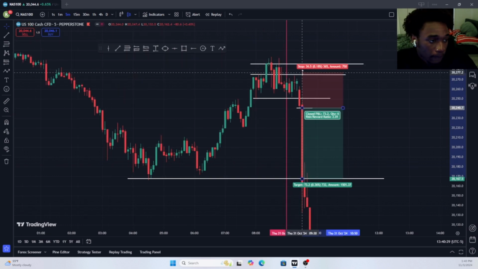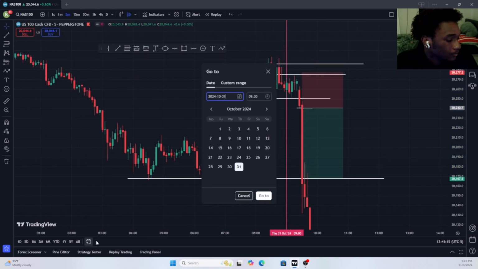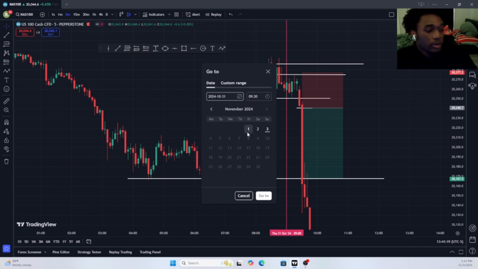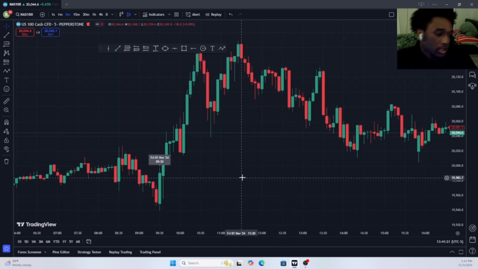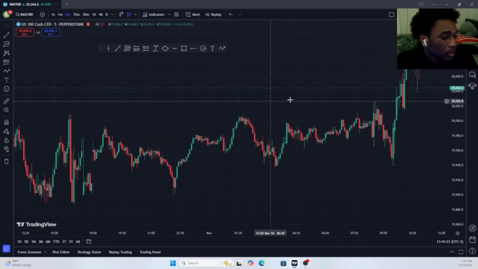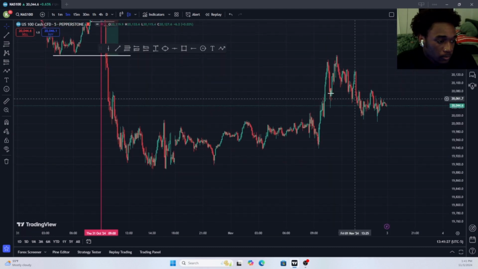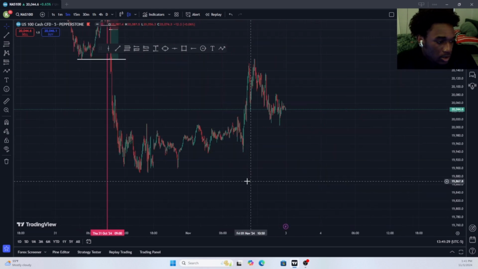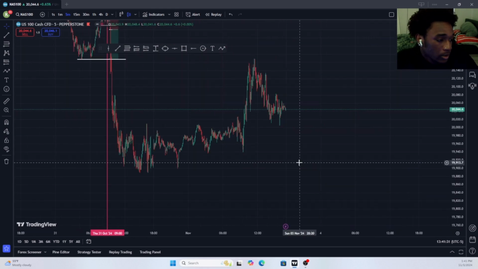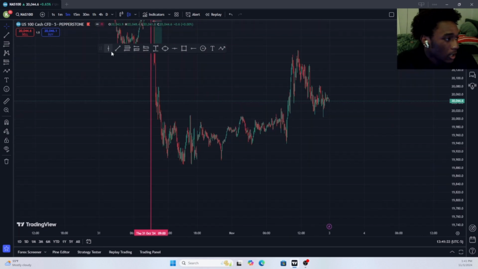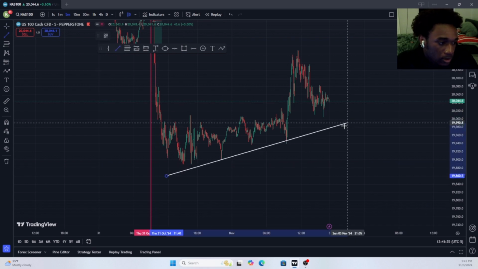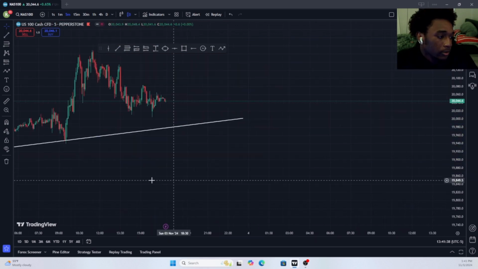So yeah, we're going to backtest this Friday, November the 1st. This is the last day of the trading week. We're going to backtest this day and see what we got on the charts. You guys can see price is in an uptrend, so we'll be looking for buys, right? That's the first thing I do: identify trend every time I come into the market. Price is obviously in an uptrend, so I'll be looking for buys.